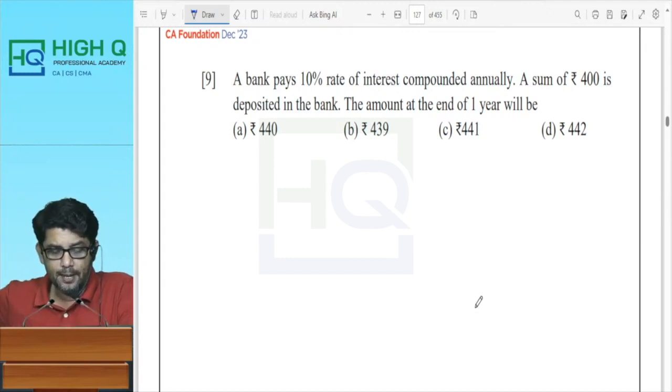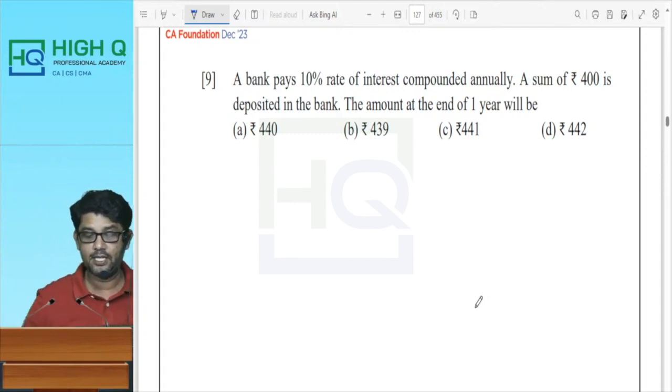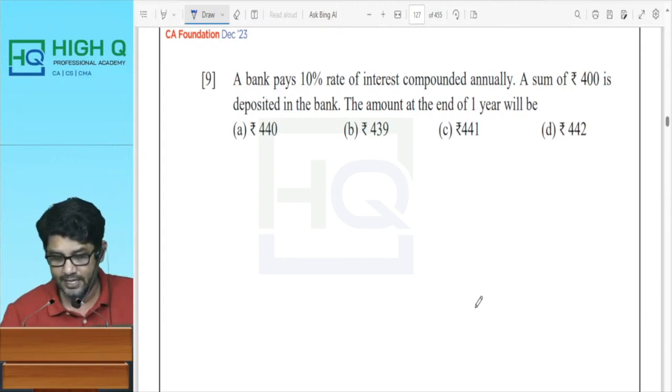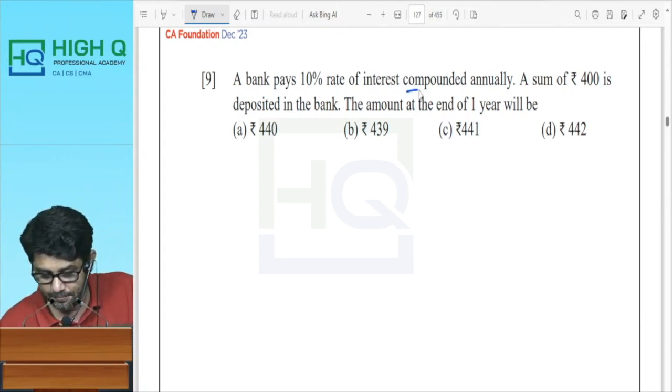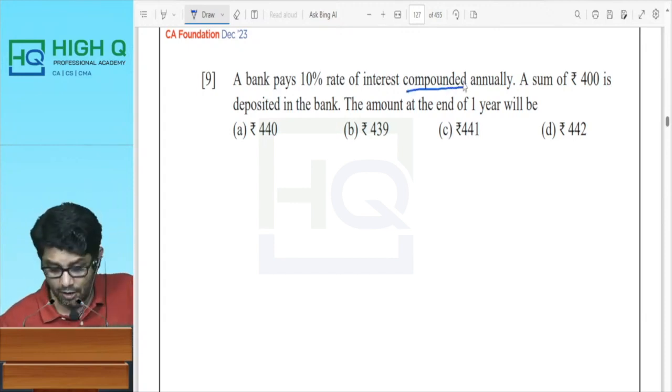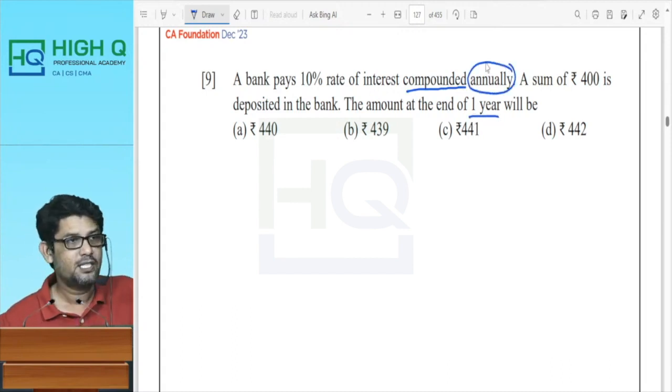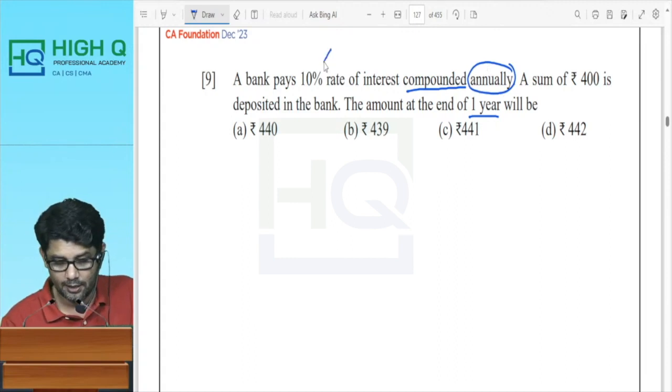Next. A bank pays 10% rate of interest compounded annually. A sum of 400 rupees is deposited in the bank. The amount at the end of 1 year will be? It's a very simple question. Is it mentioned compound interest? Am I right, my dear? For how many years? 1 year. Annually. Simply you will take your calculator.